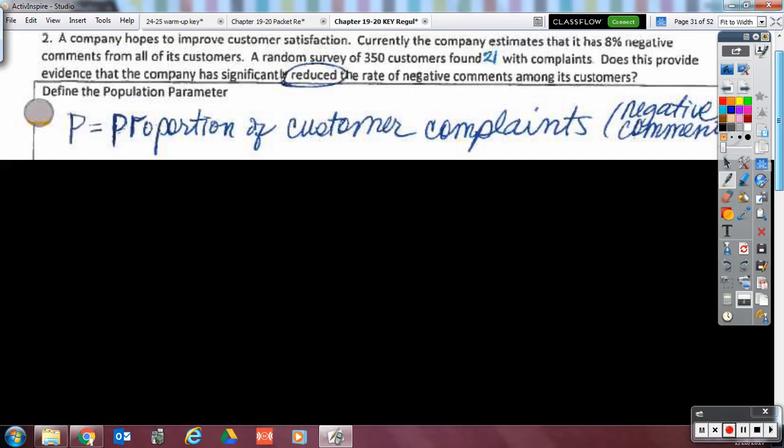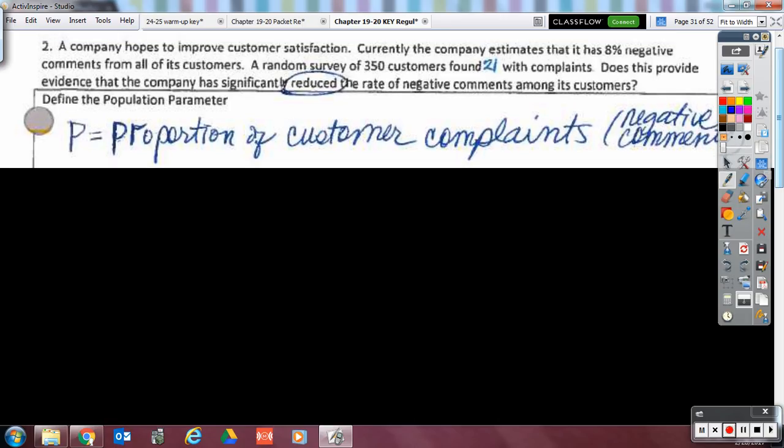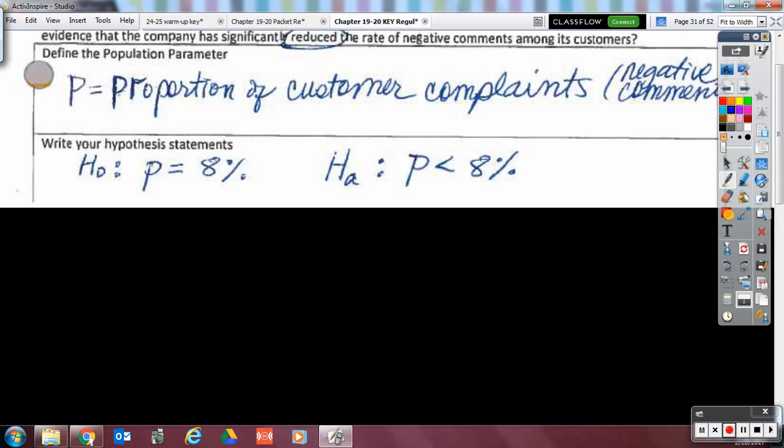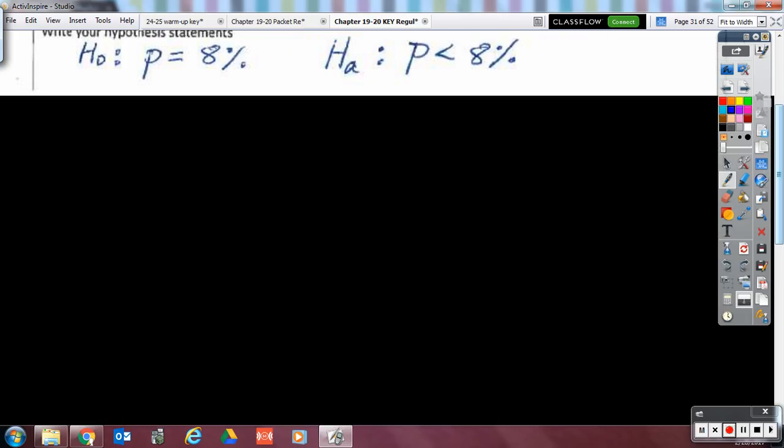Okay, this problem was about customer satisfaction, and he wants to reduce the rate of negative comments. Currently, it is at 8%, and he wants to reduce them. So it's the proportion of customer complaints, the negative comments. Let's take a look at what work we did. Our null hypothesis was that the proportion of complaints is 8% versus we want it to be less than 8%.